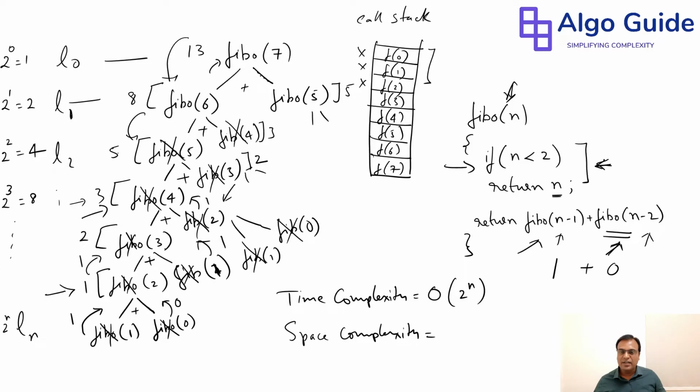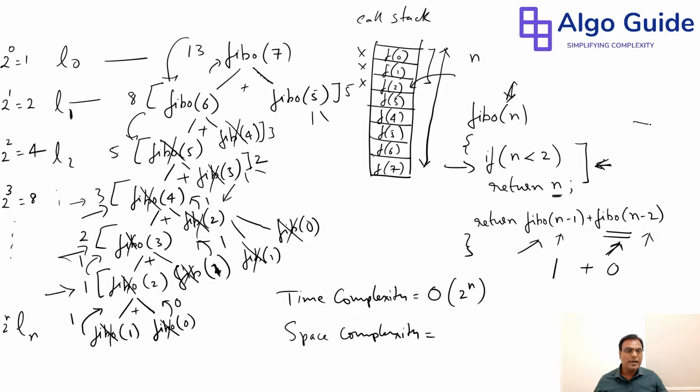And f of 3 here calls f of 1. So again f of 1 is pushed into the call stack. So the functions are pushed into the call stack and popped out from the call stack, but the maximum number of functions in this call stack will never exceed the value n.